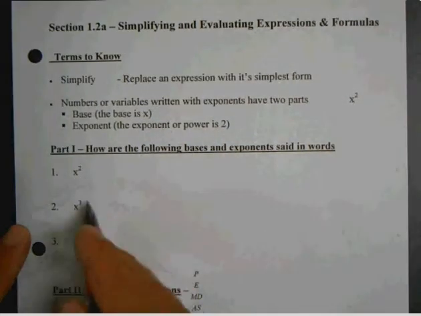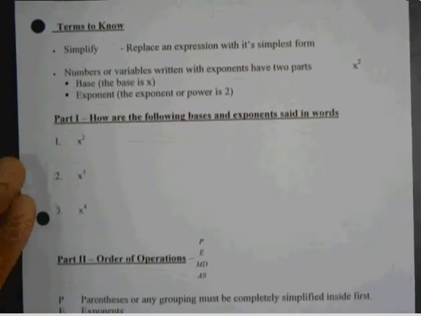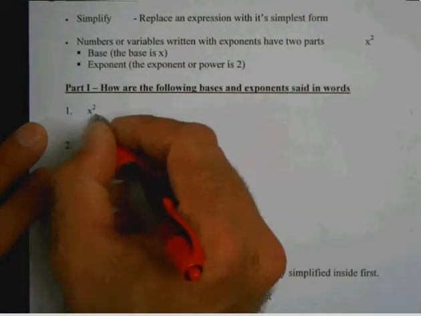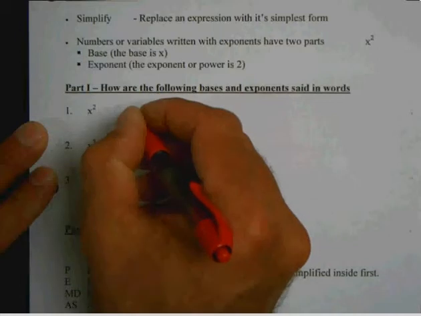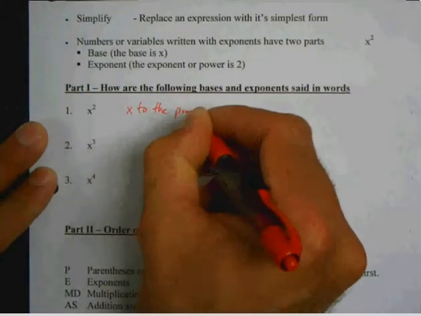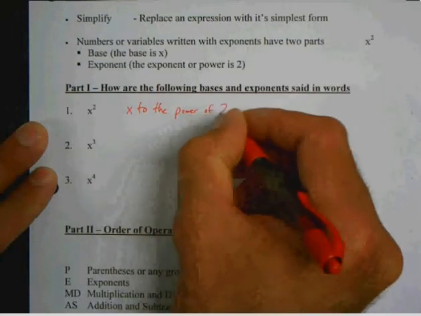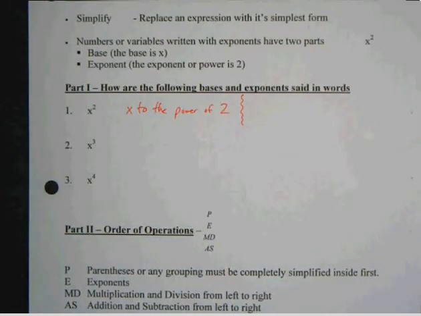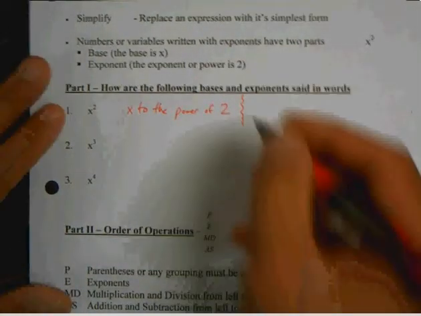So let's take these three expressions and put them in words. Give me some ideas here for this first one. Aiden: X to the power of 2. Good option. Anybody else? A different way? Ty: Squared. X squared.